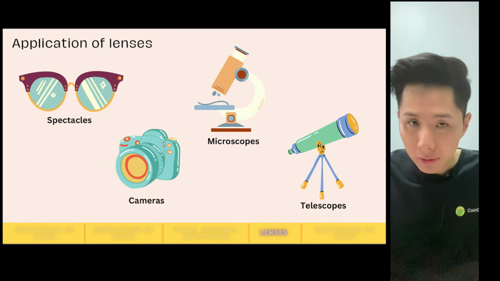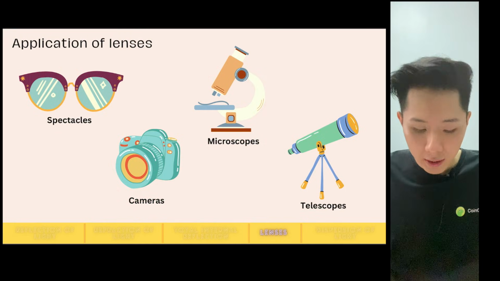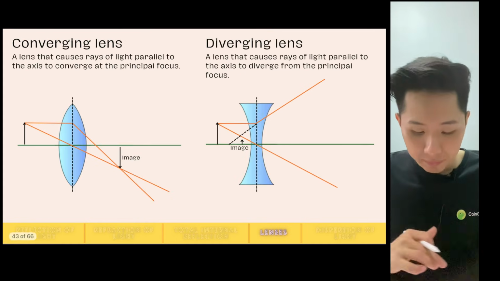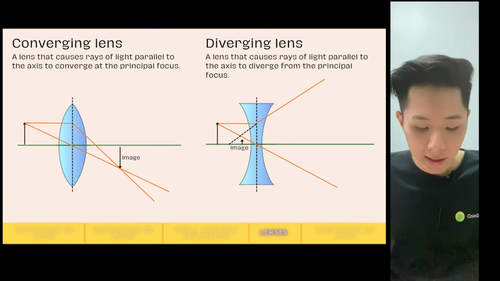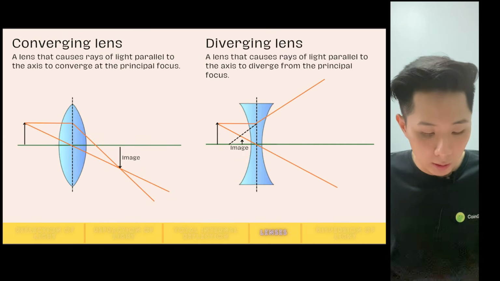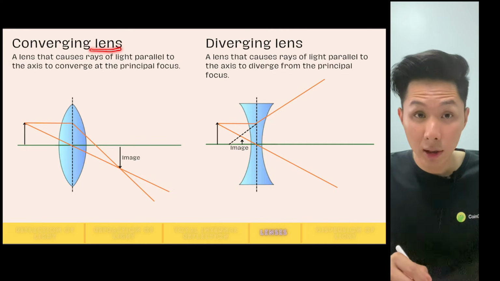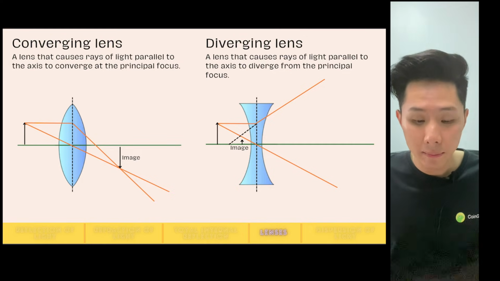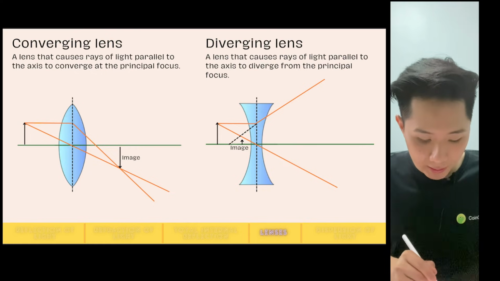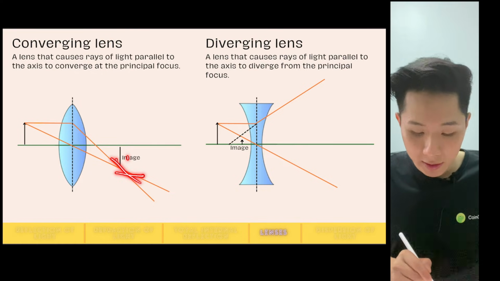And hopefully you can see how impactful the stuff that you are learning now is. So there are two types of lenses which we will learn. The first one is the converging lens. As implied by the name, it will converge all the light that travels through it. So that's where the converge part happens.